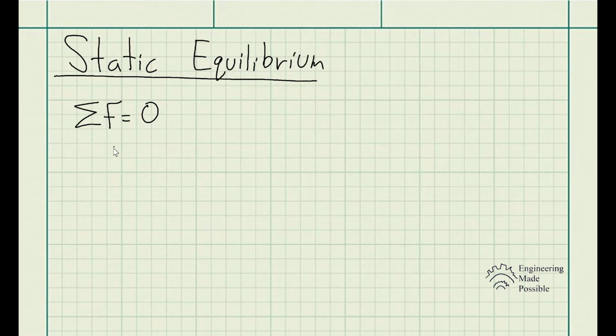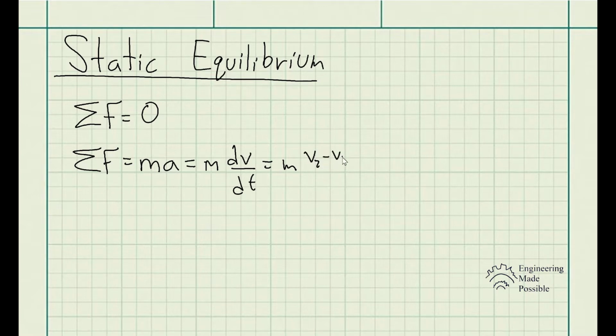Let's go ahead and write Newton's second law here. The sum of forces acting on a body is equal to the mass of that object times its acceleration. But acceleration could be written another way: mass times the rate of change of velocity with respect to time. Now we could simplify this a little bit further and say the change of velocity is v2 take away v1, and you could also write this as t2 take away t1 as well.